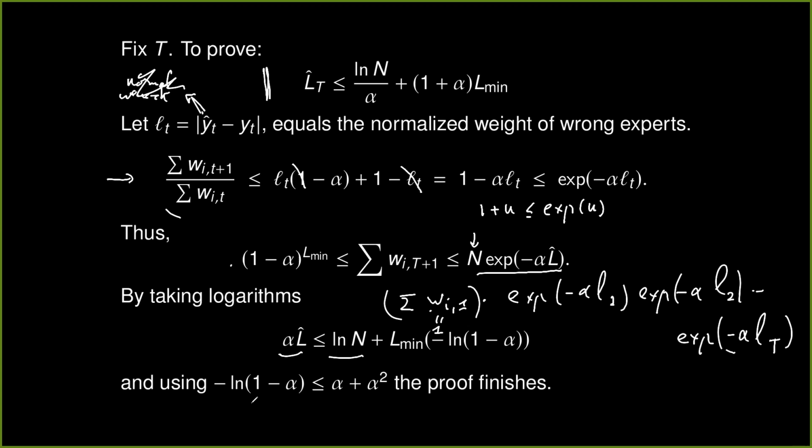And now we need to just use some strange inequality. This inequality holds for all alpha at least 0 and at most 1/2. So that's why we had to assume alpha is bounded by 1/2. And so if alpha is small, then we can use Taylor approximation. So you need to prove this.